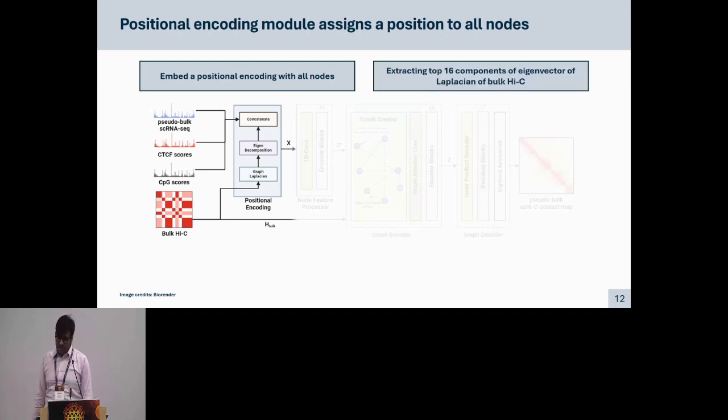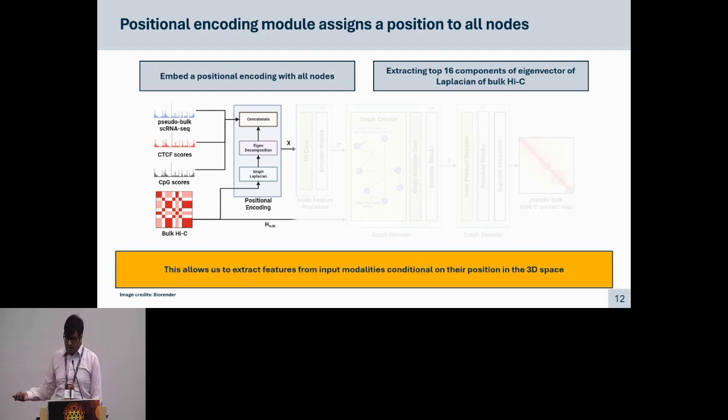We acquire this positional prior from the bulk Hi-C by extracting eigenvectors of the Laplacian of the bulk Hi-C matrix. We only pick the top 16 components of this Laplacian from these eigenvectors because we do not want to bias our structural prior too far towards the bulk Hi-C since it can be chosen arbitrarily. These positional encodings essentially empower our model to learn features and extract representations that are conditional on how these features are positioned in the 3D space.